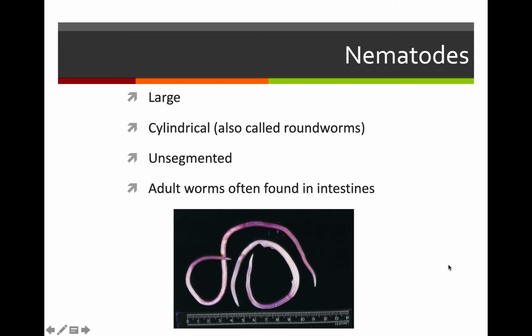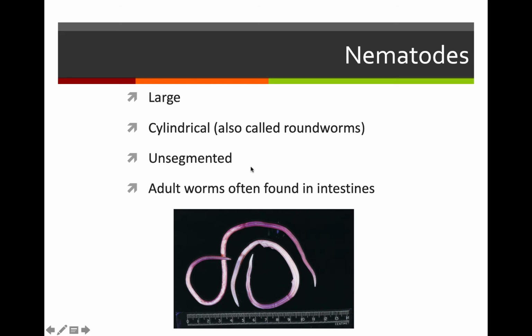In this section, I'm going to introduce members of the phylum Nematoda. So we have now entered the realm of animals. These are going to be macroscopic, multicellular, eukaryotic pathogens. Nematodes are often large and cylindrical. That cylinder shape is why they are sometimes also called roundworms.